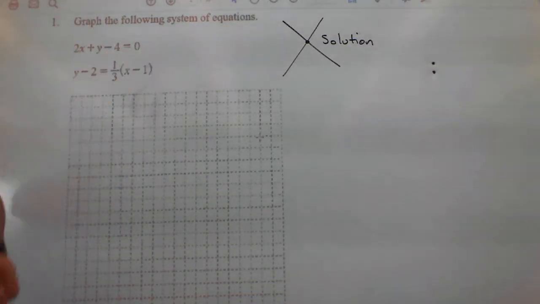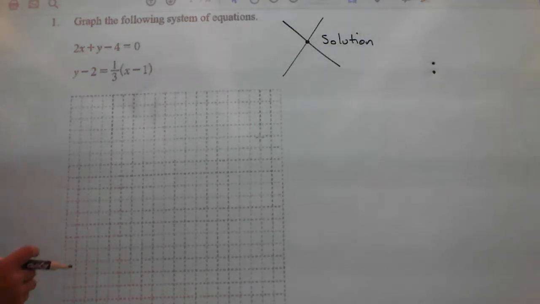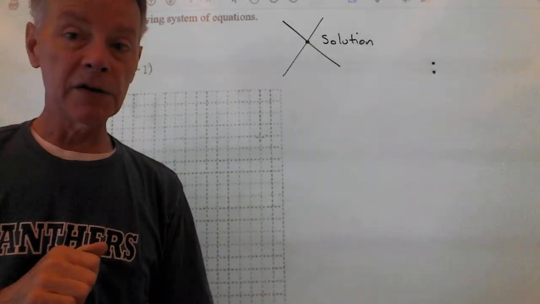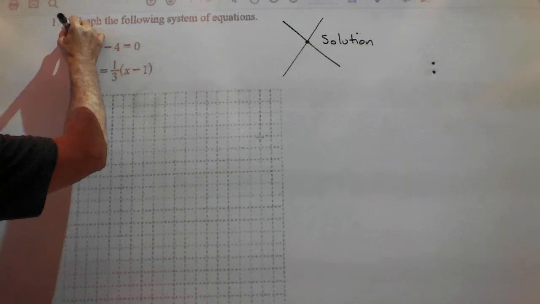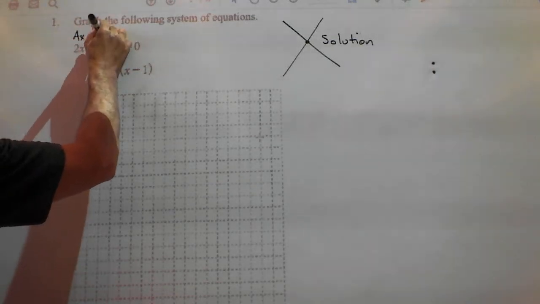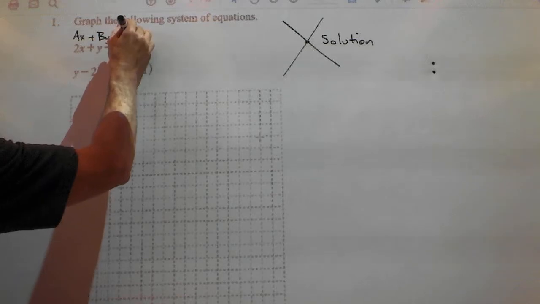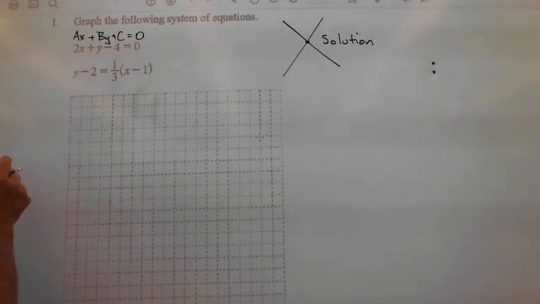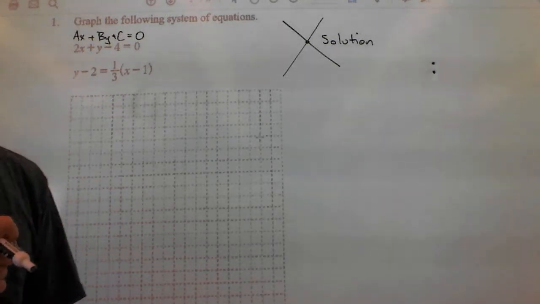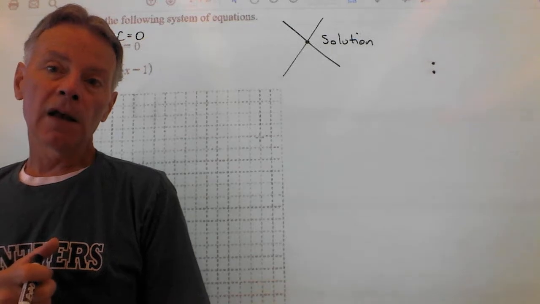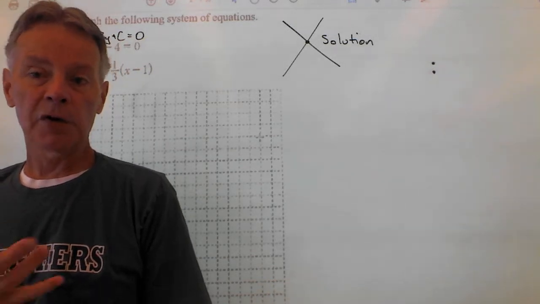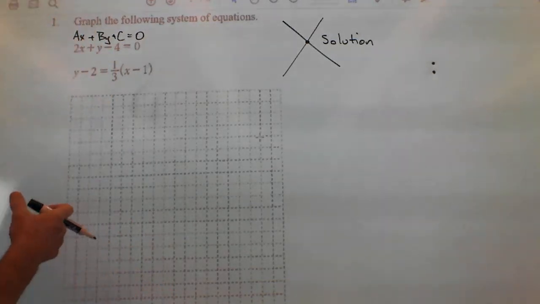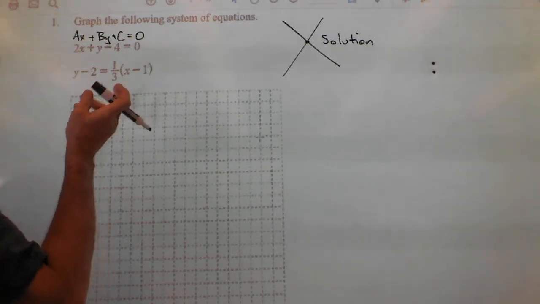So if we take a look at this system of equations, you'll see that the first equation is in what we refer to as general form: Ax + By + C equal to 0. Remember, the second equation is in what we call slope point form. Now, each of them has a particular way of graphing that's a little bit easier, although you can graph them a number of different ways.